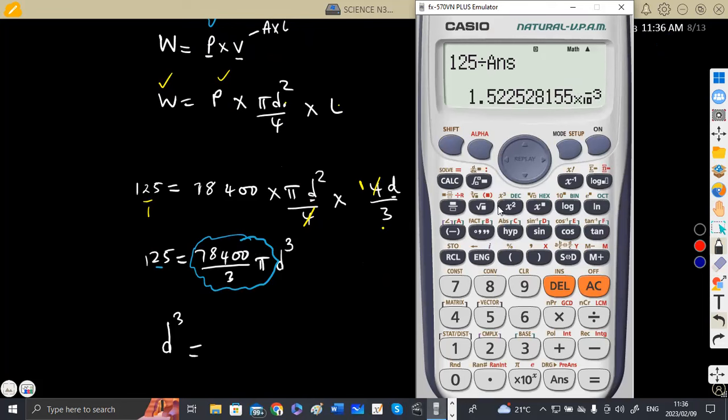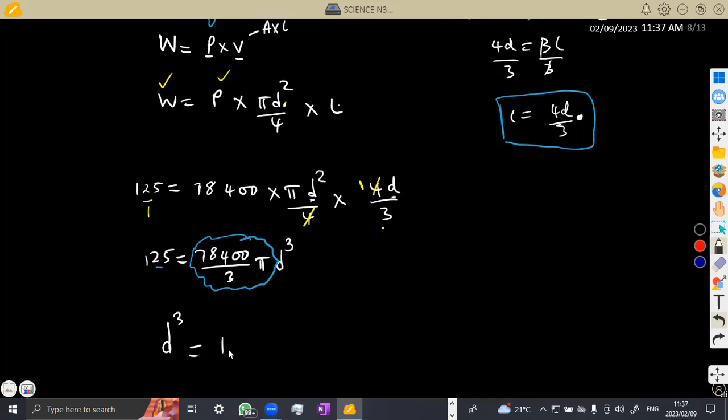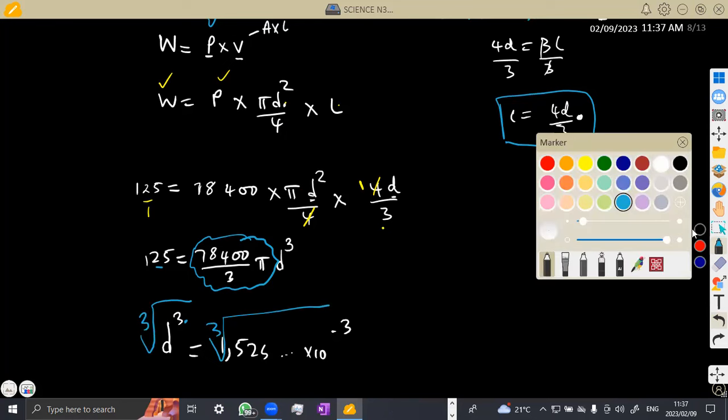That's 1 comma whatever that we have here to the exponent of -3. So we've got 1.5, 225, something like that, to the x times 10 to the exponent of -3. So to find D, which is raised to the exponent of 3, we are supposed to find the cube root of both sides. We find the cube root of both sides there.